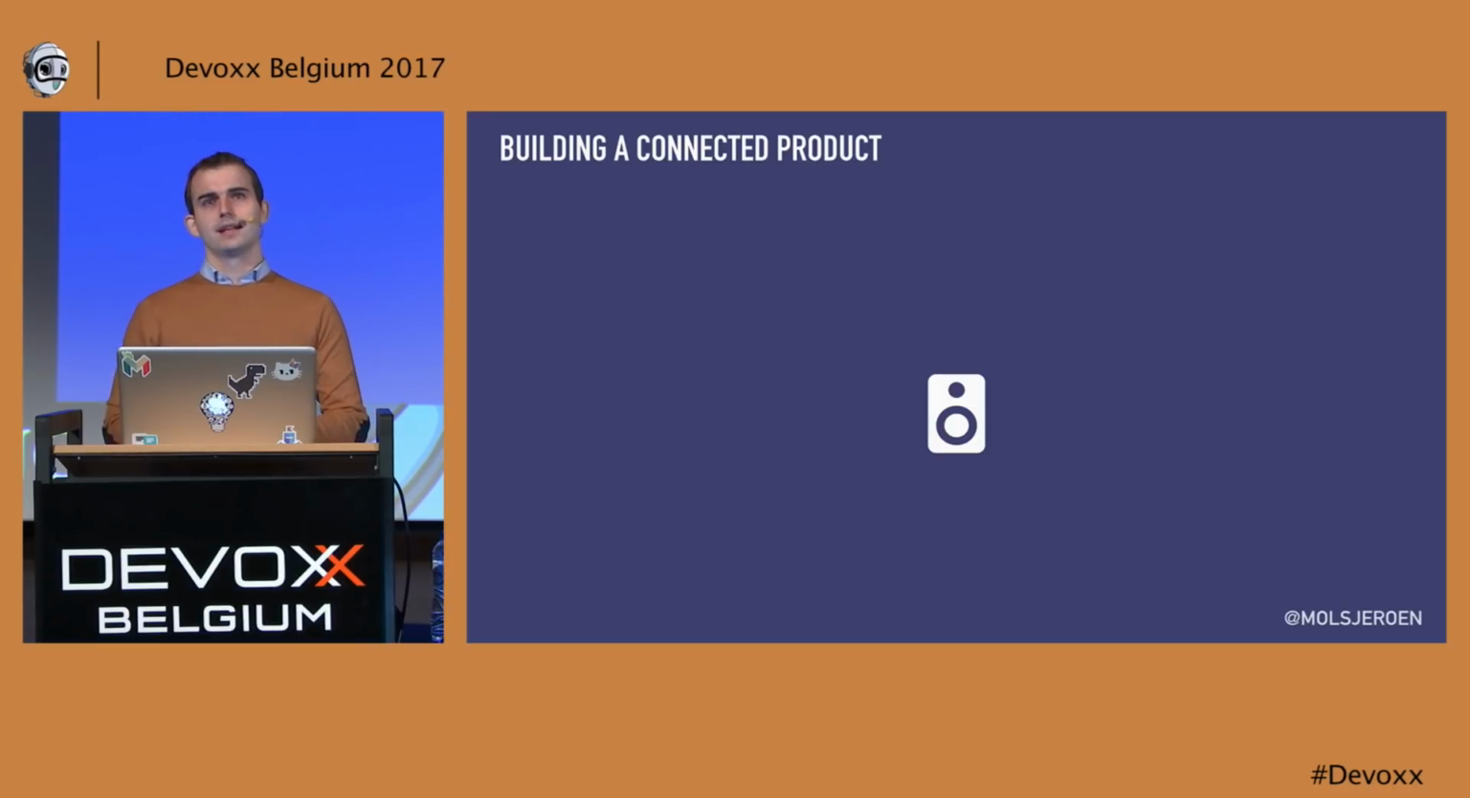So, what is a connected product? Well, let's build a product. Any product that you nowadays build has at least some kind of software in it. So even a speaker, it has some embedded software. But yeah, this is not a connected product, obviously.